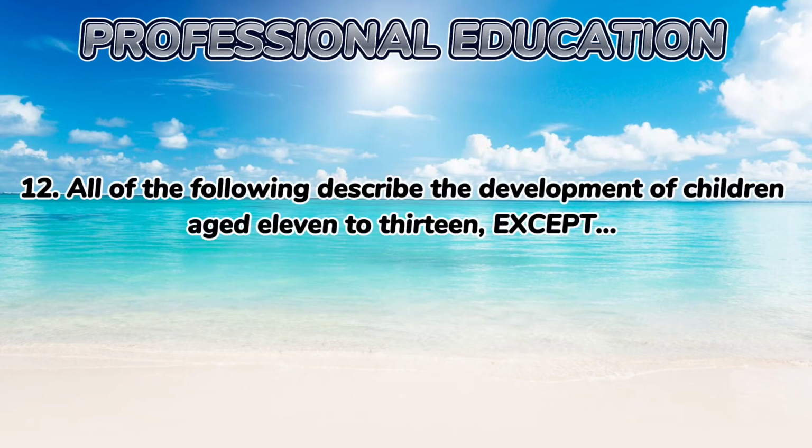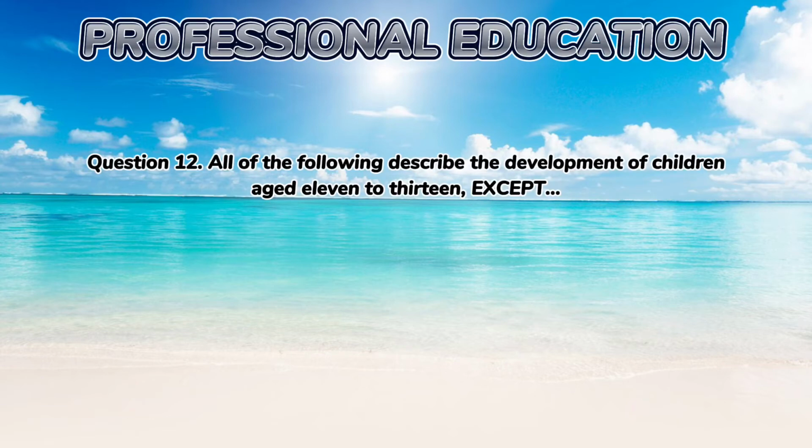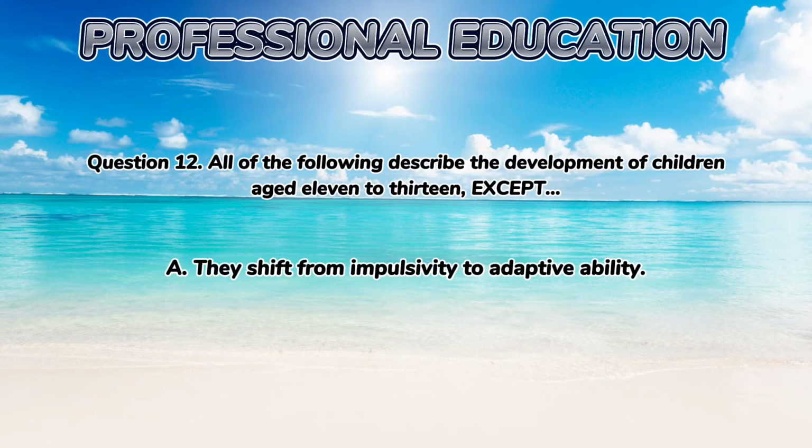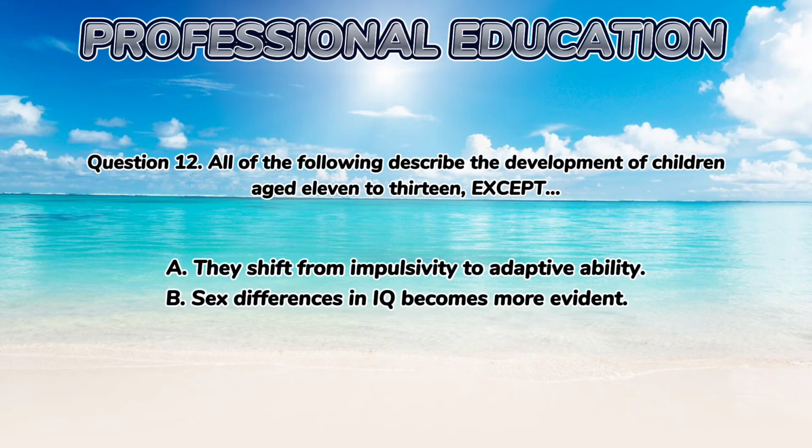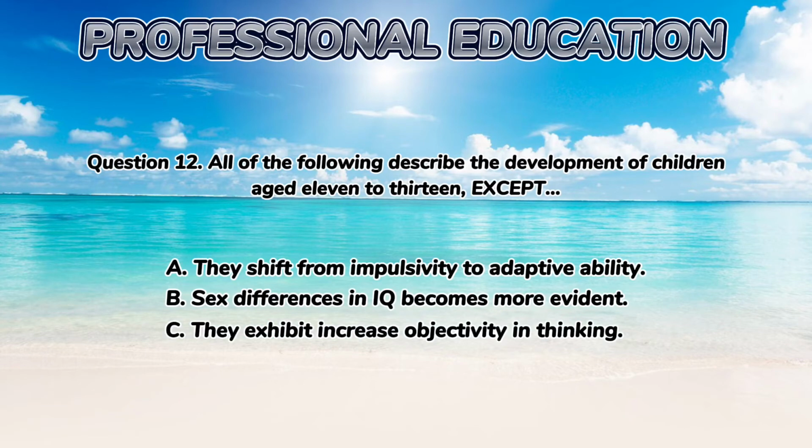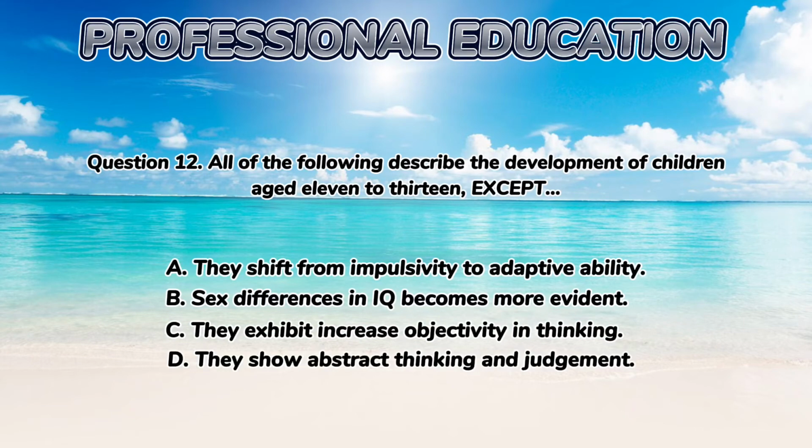Question number 12. All of the following describe the development of children aged 11 to 13, except. Choices are: A. They shift from impulsivity to adaptive ability. B. Sex differences in IQ become more evident. C. They exhibit increased objectivity in thinking. D. They show abstract thinking and judgment.